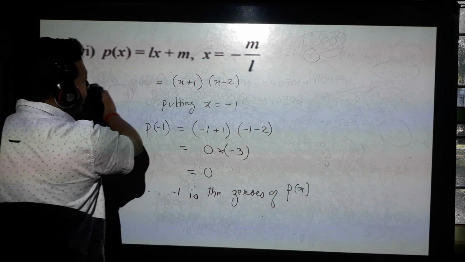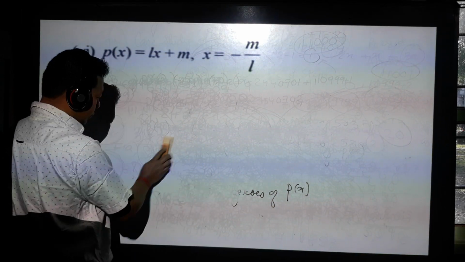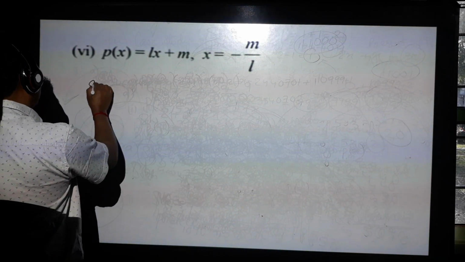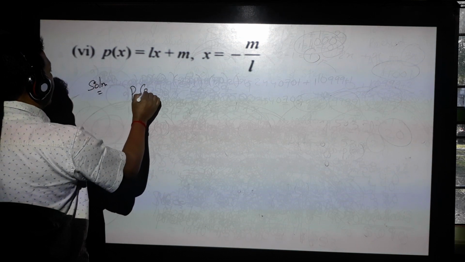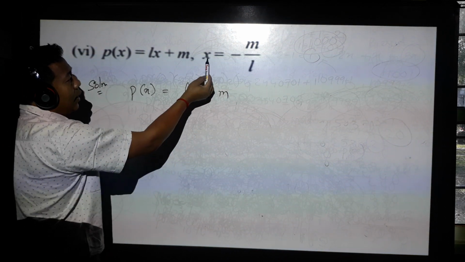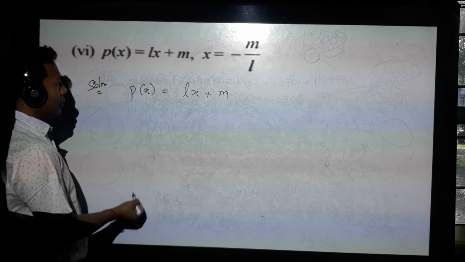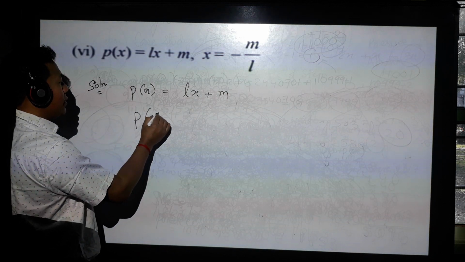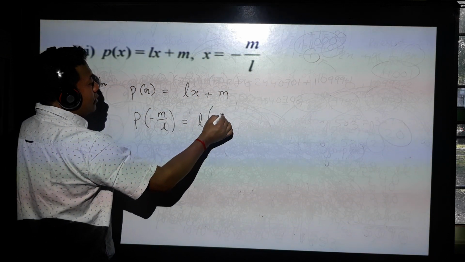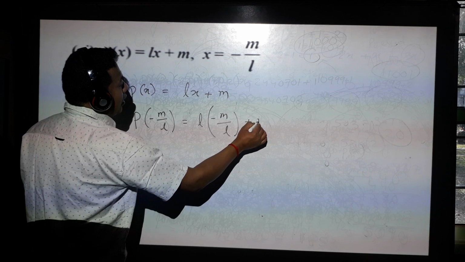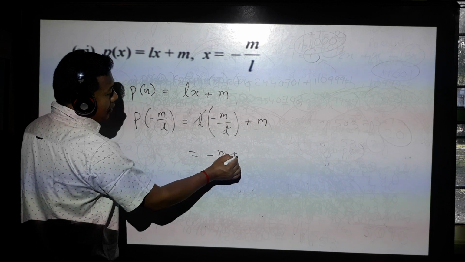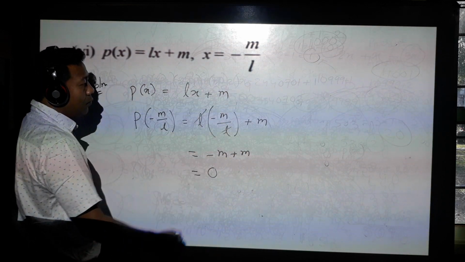Let's do Roman number 6 again. Solution. P of x equal to lx plus m. Here, x is equal to minus m by l. So what you can do is P of minus m by l equal to l. Instead of x, you're going to put minus m by l, plus m. l cancels. What do you get here? Minus m plus m, you get 0.